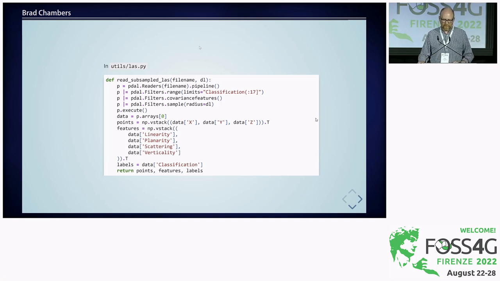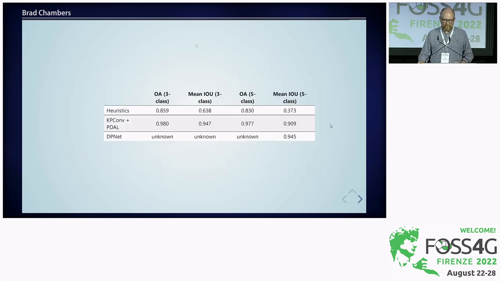And then from there, it's really able to use all of the stock stuff that came with the original KPConv implementation. What we see here is that we've reiterated the heuristics on the top line, and we can see that with KPConv and PDAL, we're now up in the upper 90% for overall classification, in both the three class and five class problems. Our mean intersection over union scores are significantly higher, also up in the 90s. And the last one there is just kind of a data point.